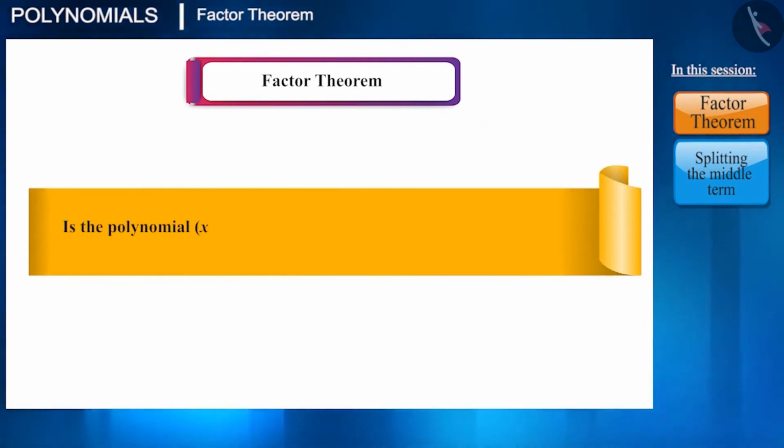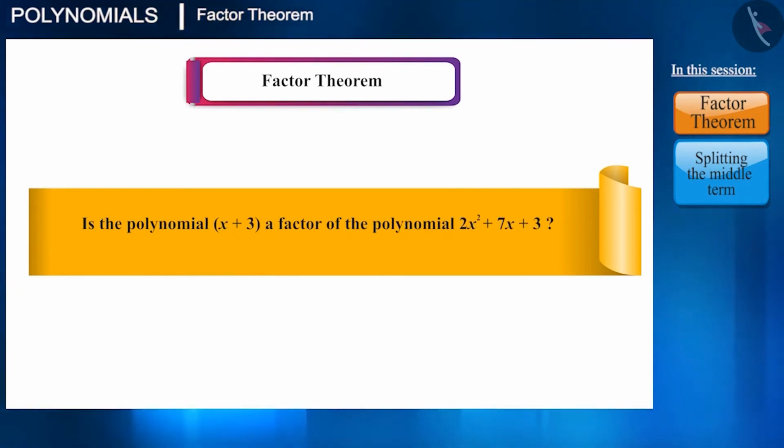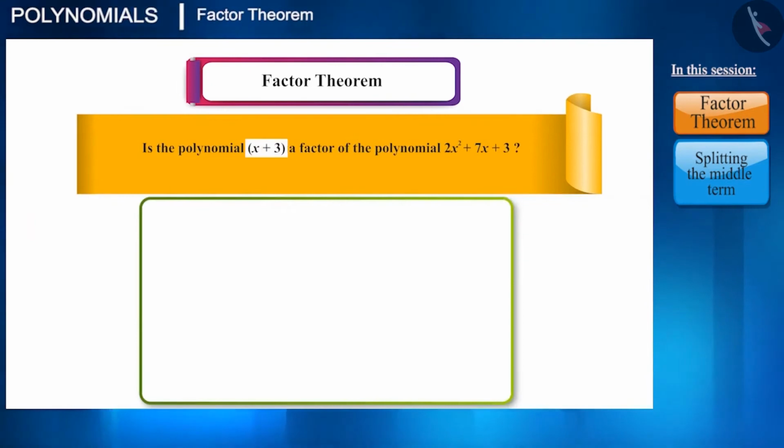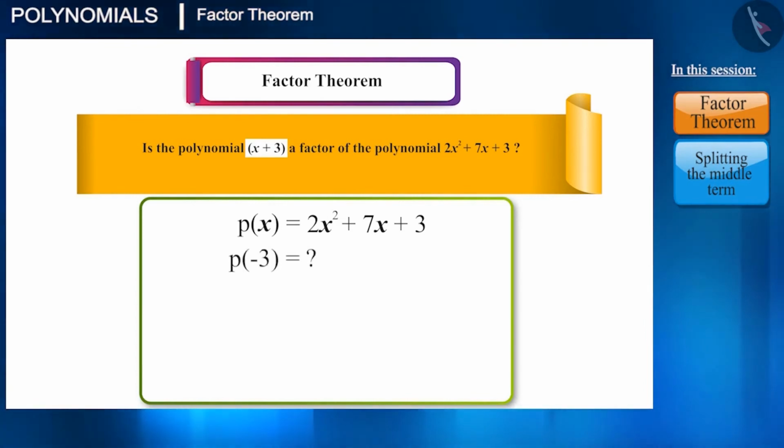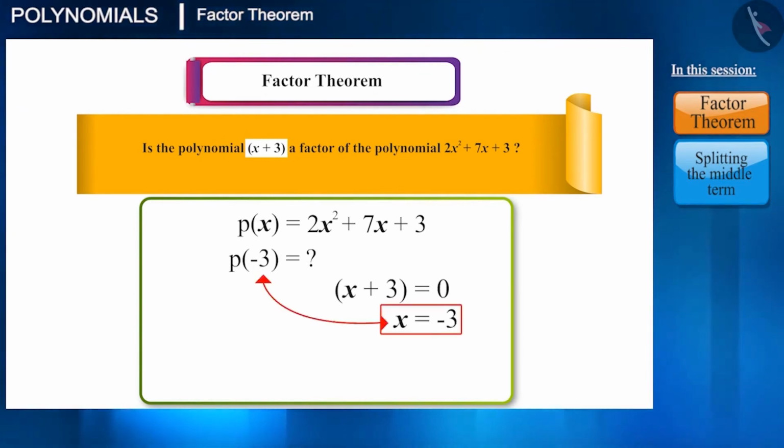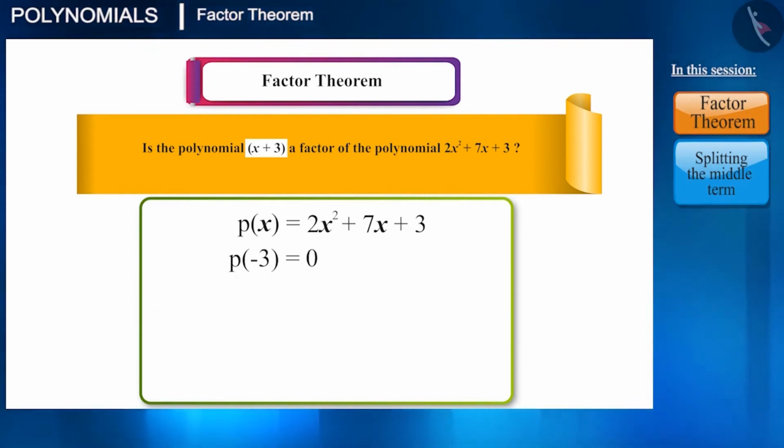Check whether x plus 3 is a factor of the polynomial 2x square plus 7x plus 3 or not. According to the factor theorem, if x plus 3 is a factor of the polynomial 2x squared plus 7x plus 3, then p of minus 3 should be 0, where minus 3 is obtained by equating x plus 3 to 0. That is, if we write the polynomial this way, we have to check whether p of minus 3 is 0 or not. So let's check it.